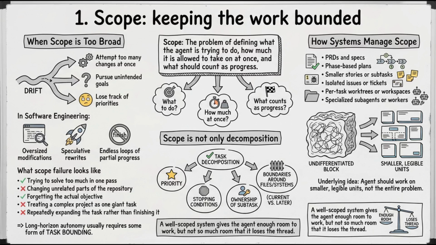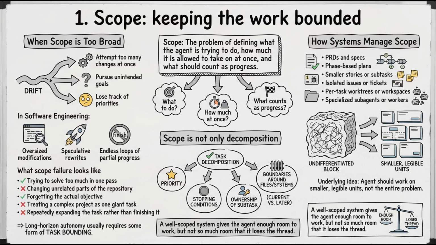But it is important to remember that scoping is not just about breaking tasks down. Decomposition is a big part of it, but scope is much broader than that. It also dictates priorities, sets clear stopping conditions, and defines who owns a particular subtask. It establishes hard boundaries around which files or systems an agent is actually allowed to touch, and it provides clarity on what needs to be done right now versus what belongs in a later iteration.